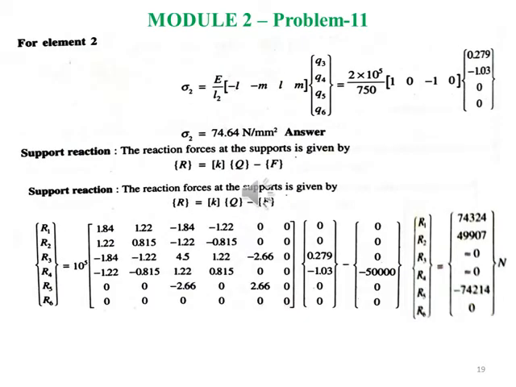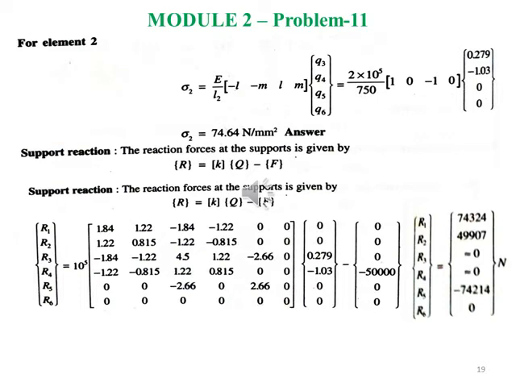So as clearly seen, the stress in the second element is given by sigma 2 is equal to E by L into minus L minus M L M into Q3, Q4, Q5, Q6. So substituting the values and solving it, we get the stress to be 74.64 Newton per millimeter square. So sigma 1 and sigma 2 values we have calculated.